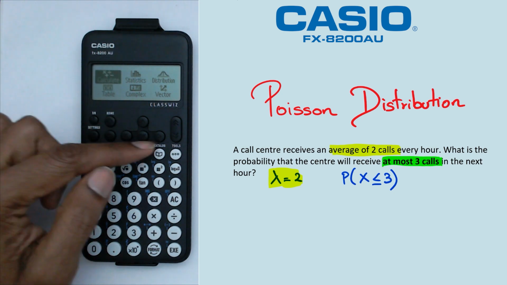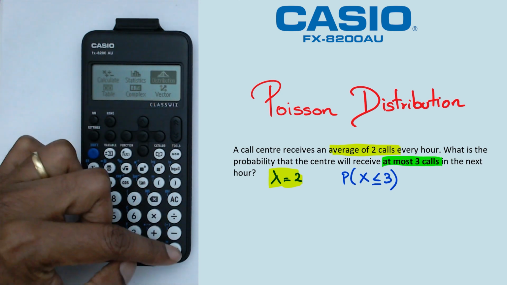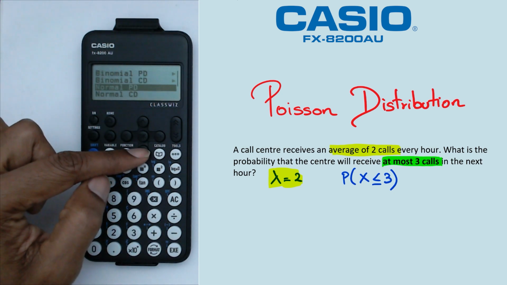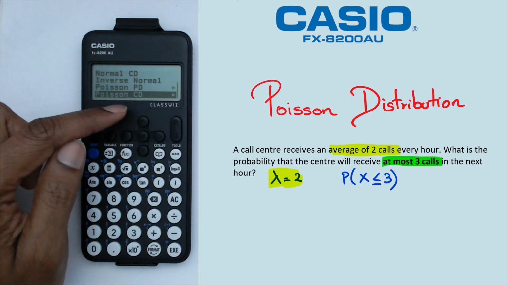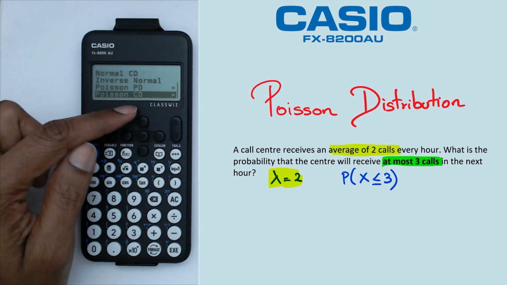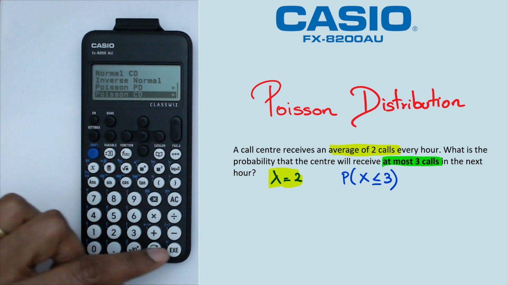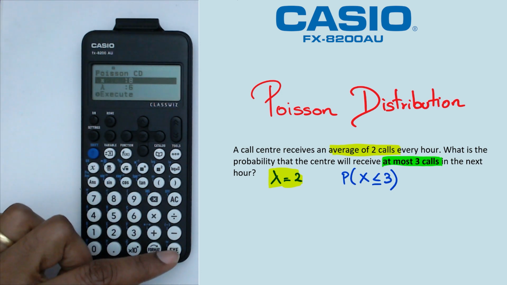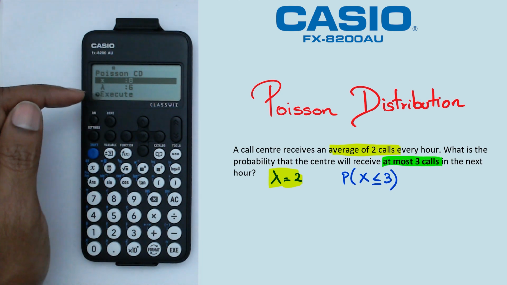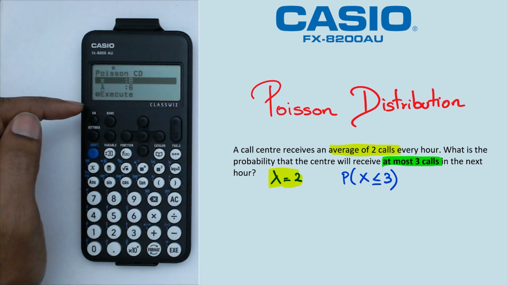So to do this on the calculator, what we're going to do is switch on the calculator, go to the home menu, navigate our way to distributions, and make our way all the way down to Poisson CD. Because we're looking for cumulative probabilities, we're going to use CD. We're going to click on EXE. Once again, we're going to go down to variable. And what you'll have is pretty much the same thing. We've got X and then we've got lambda and execute.